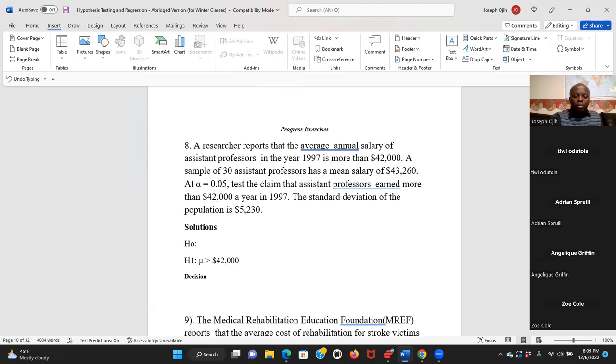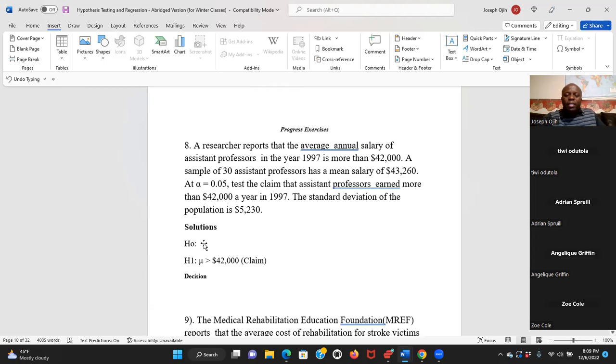And that is the claim. He's making the claim. And like I explained to you, the alternative hypothesis always has the opposite of this. So we can say each of the hypotheses, null and alternative, say the opposite of what the other one is saying. So this one should mean less than 42,000.